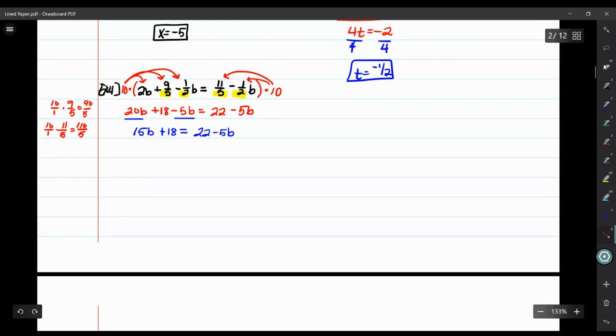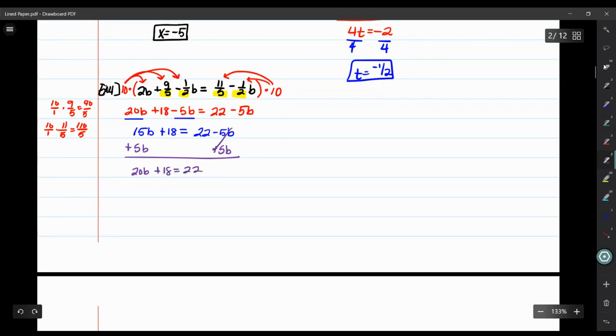So on the left, I have 15b, and on the right, I have negative 5b. Since negative 5 is smaller, I'm going to move that guy to the left. So we're going to add 5b to both sides, because the opposite of subtraction is addition. So we're going to end up with 20b plus 18 equals 22.